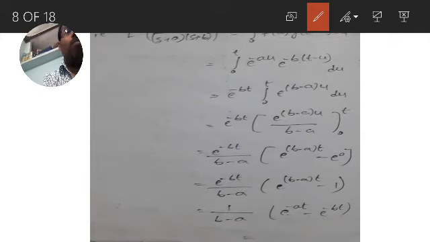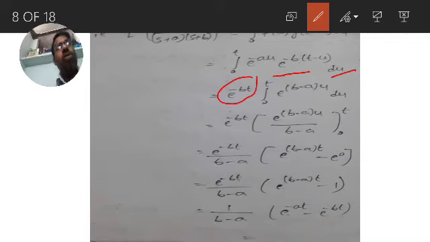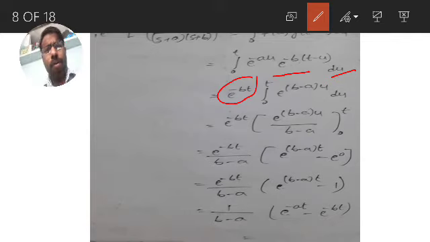Now e power of minus bt is a constant outside because integration is in terms of u. So that's why you have to take t terms outside of the integration. Now you have e power of minus bt, and e terms e power of minus b minus a into u into du. What is integration of e power of x? Integration of e power of ax is e power of ax by a.